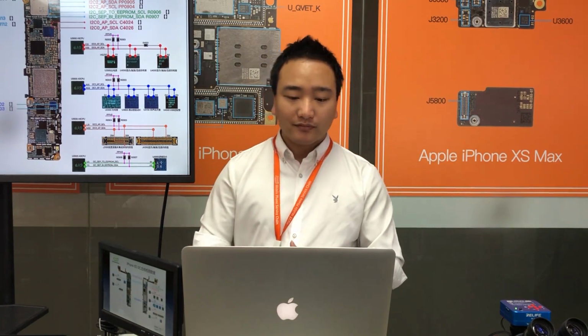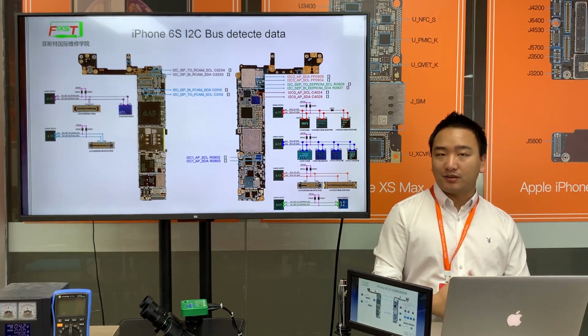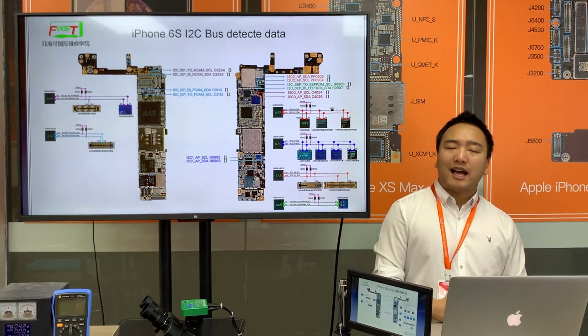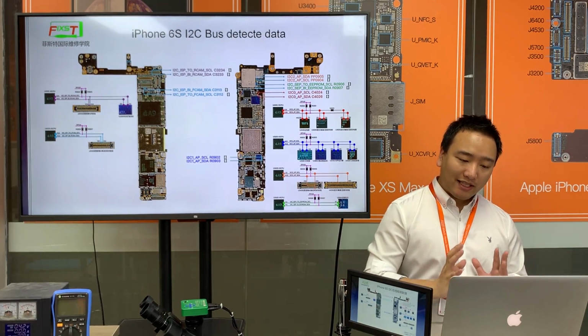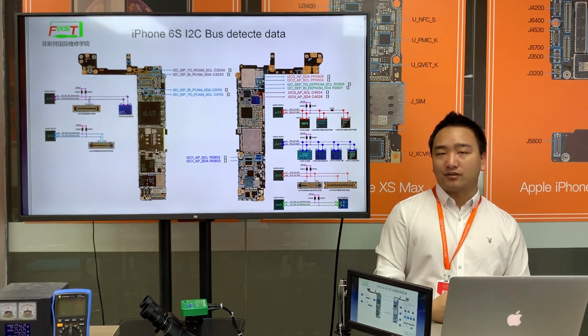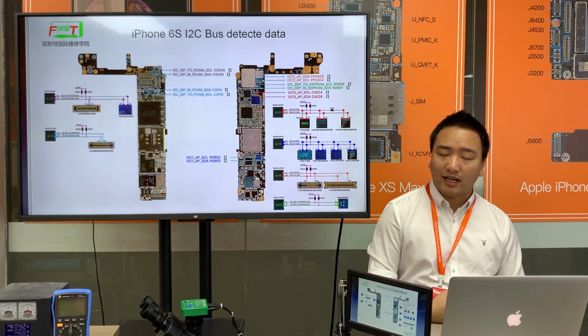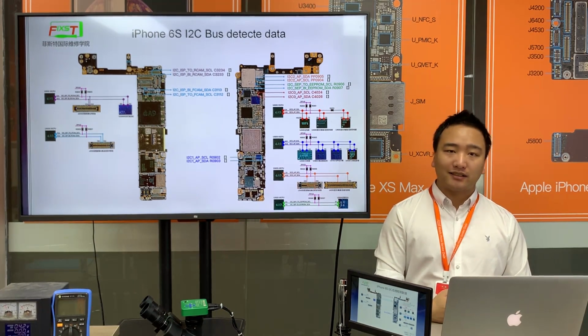For example, when we detect the FaceTime camera cable, the I2C line voltage is abnormal. It's very easy to detect. In this I2C line, there is just one component, so we just need to detect whether this component is okay. And how to detect it?